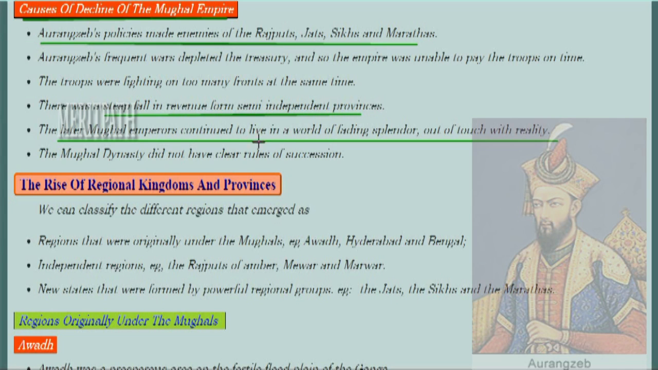The Mughal emperors continued to live in a world of fading splendor, out of touch with reality. The Mughal dynasty did not have any clear rule of succession. The treasury was depleting, there was no money, there were a lot of wars, and the troops were not being paid. Because of all these things, there was an end of the Mughal Empire.